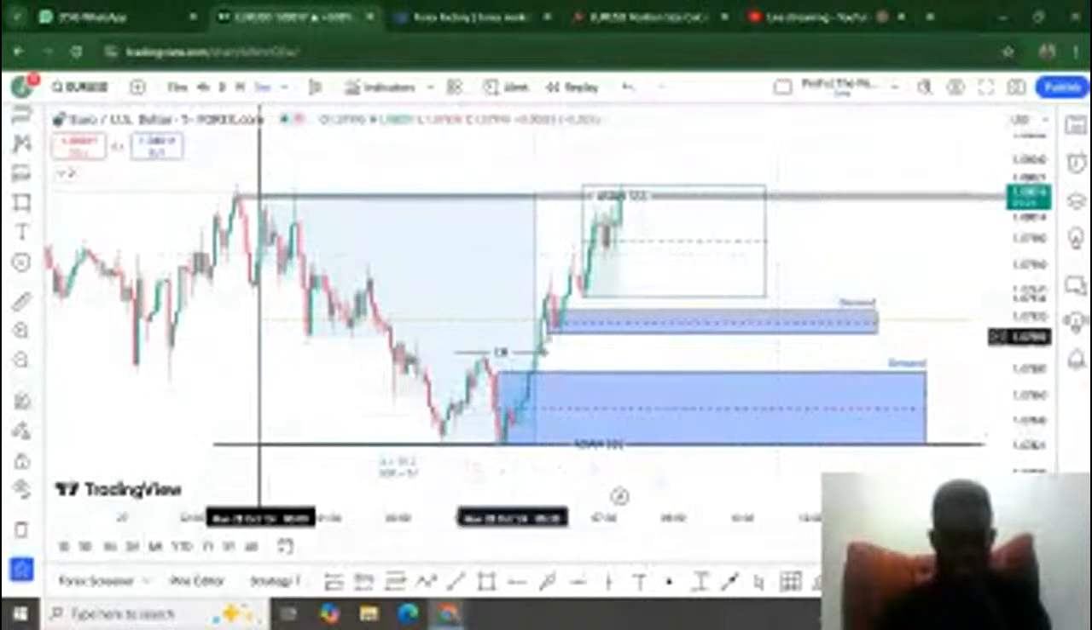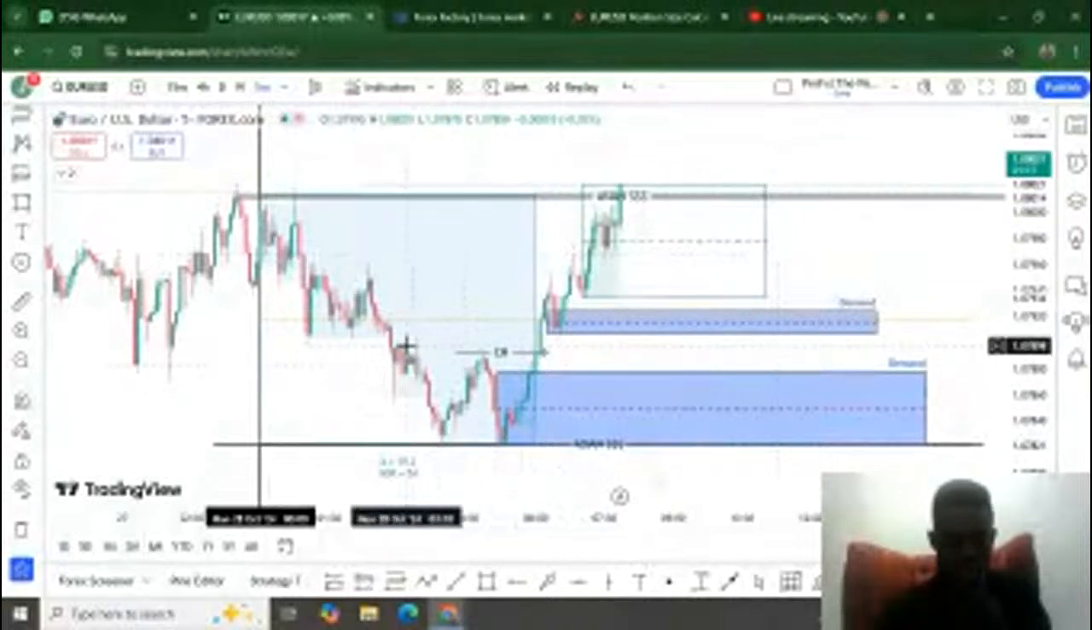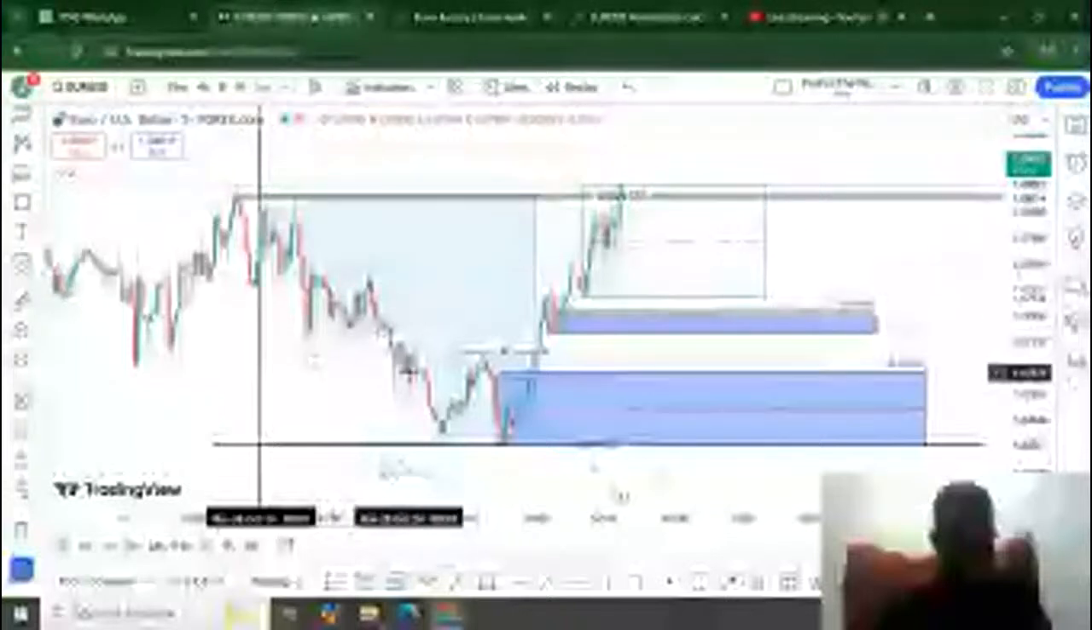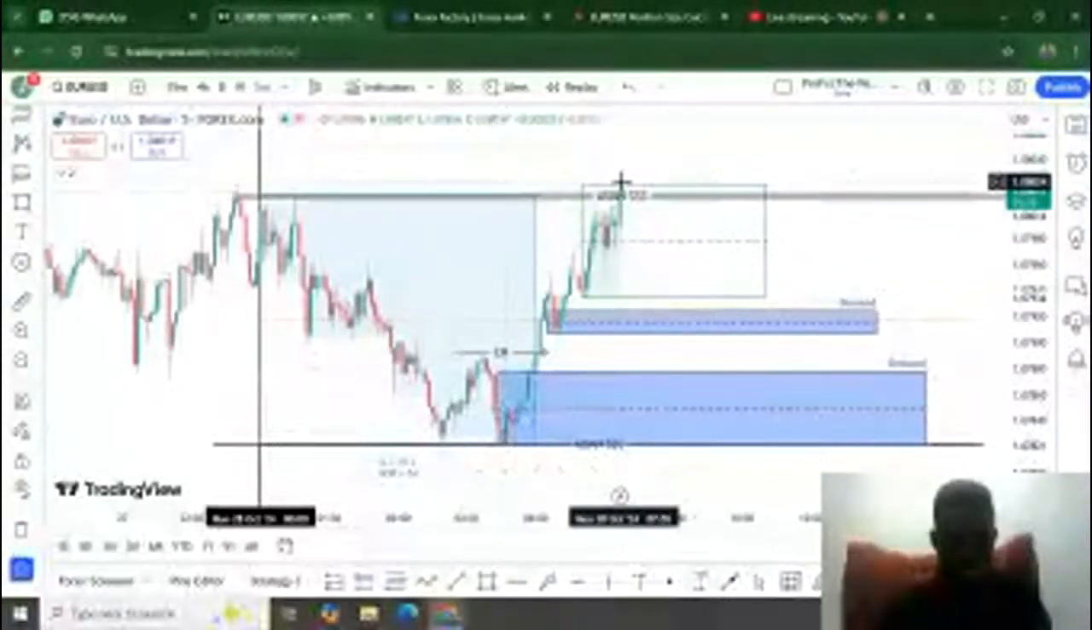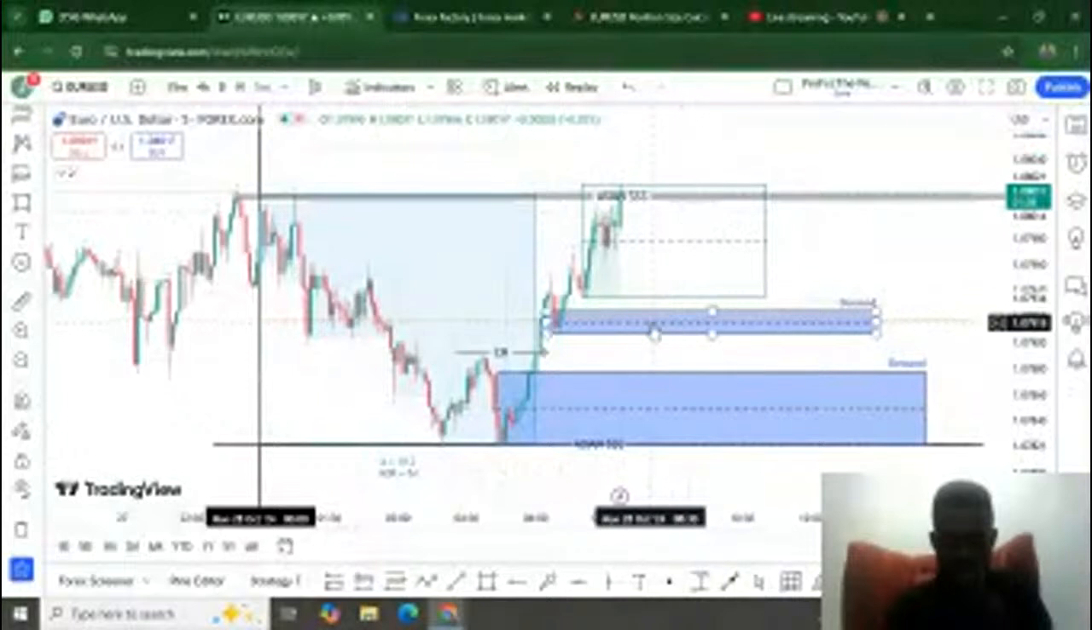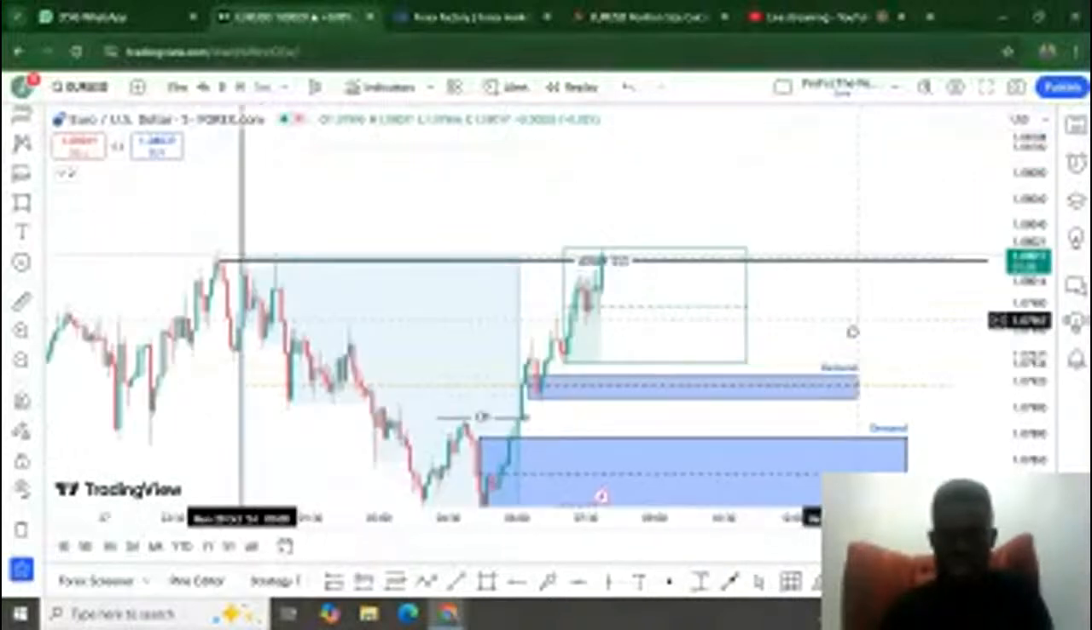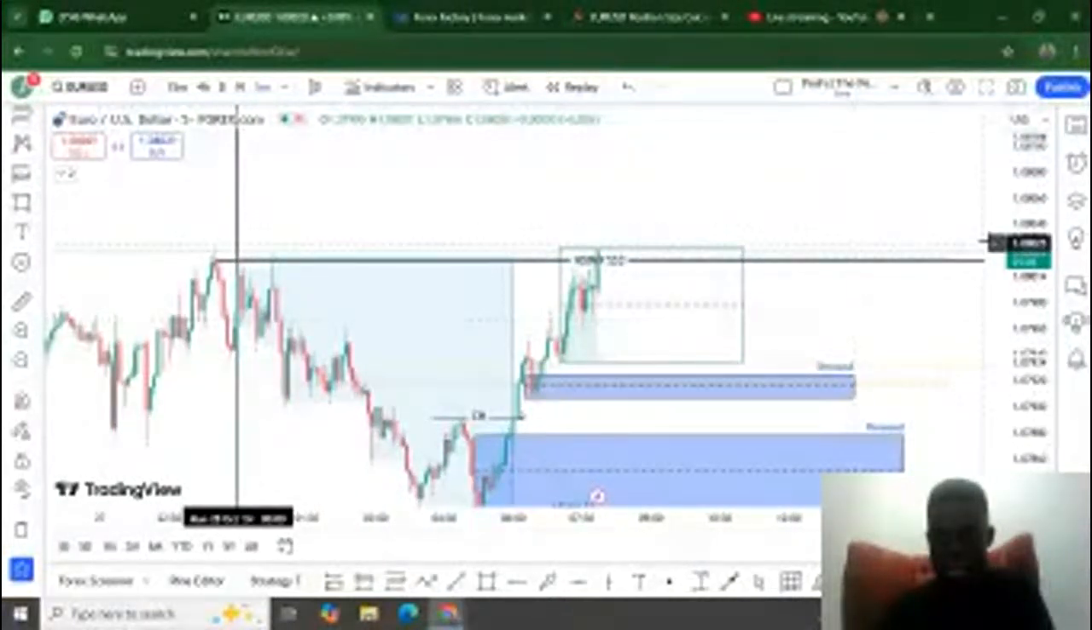This is a change of trend now, very clear. So we have been selling from the Asian session. Then we had a change of trend. We expect a pullback into demand. We buy for the day.